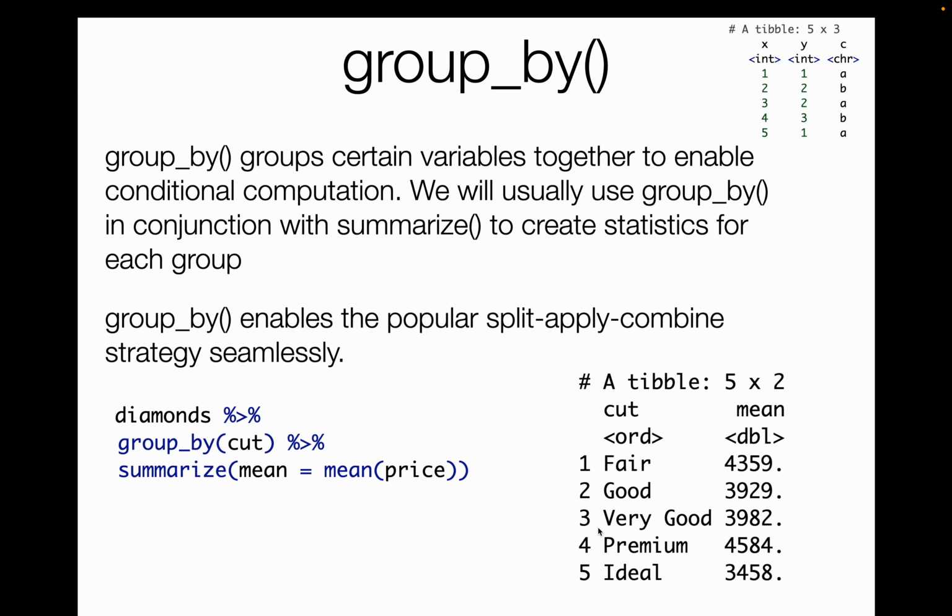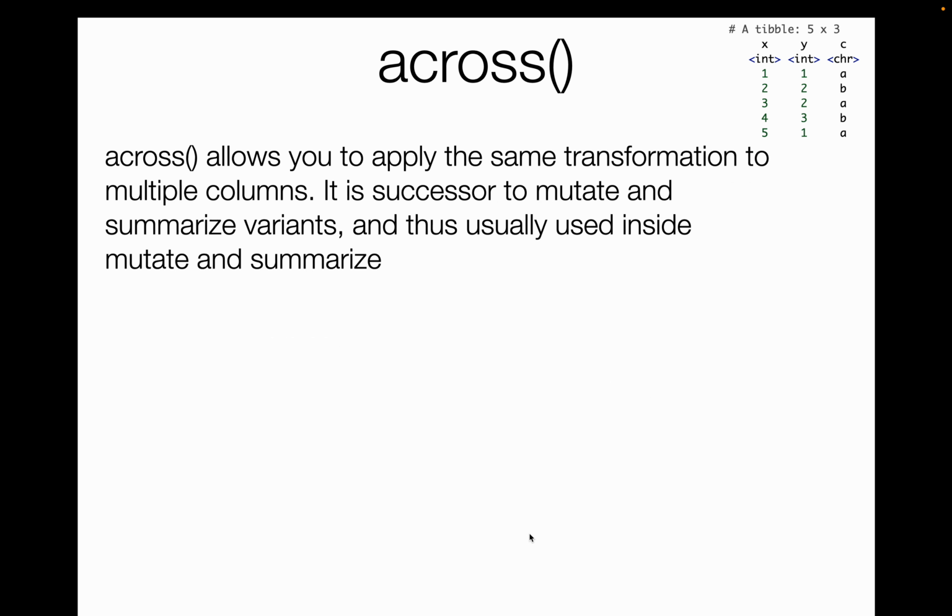Okay, fair, good, very good, premium, and ideal. So I forgot those 5, but that's how it would happen. And so you see, instead of one price, you have the mean price for each of them, which I think is very helpful and we will use a lot.